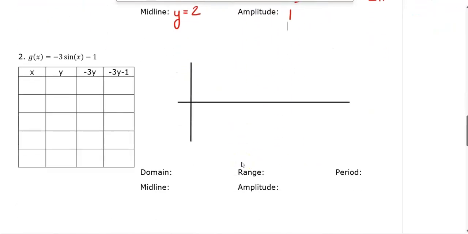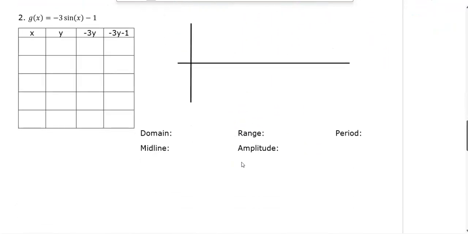All right, so let's see what we got here in this next one. I have negative 3 sine x minus 1. Okay, so I've got some stuff going on here, and we've combined this into several different steps in a table here. So let's go ahead and fill in the x values. Again, we haven't changed the period of our graph, and that's going to be something we're going to do later.